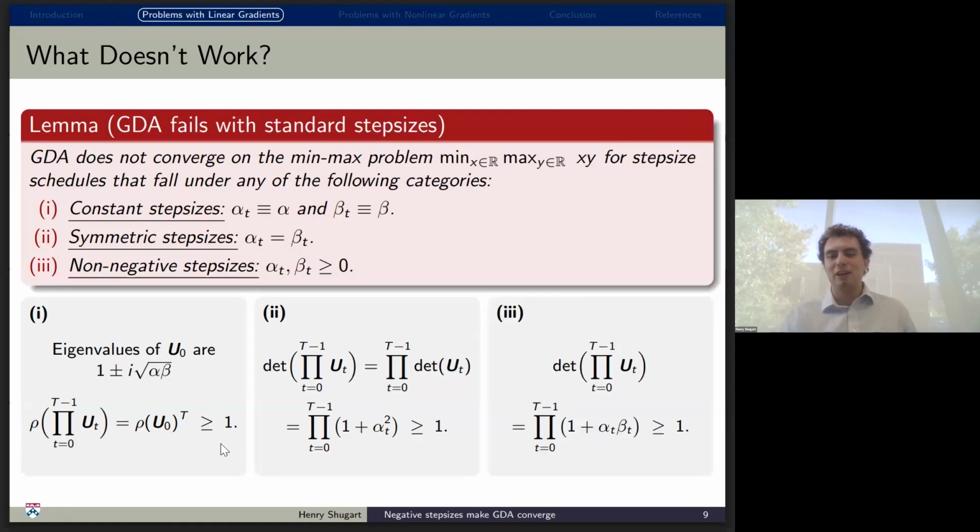By an analogous argument, non-negative step sizes also don't work. It's going to be the product of alpha_t and beta_t on each iteration. The product of two non-negative numbers is non-negative.